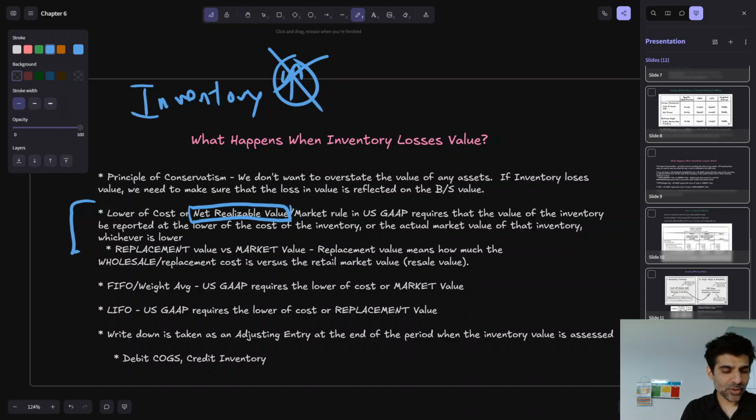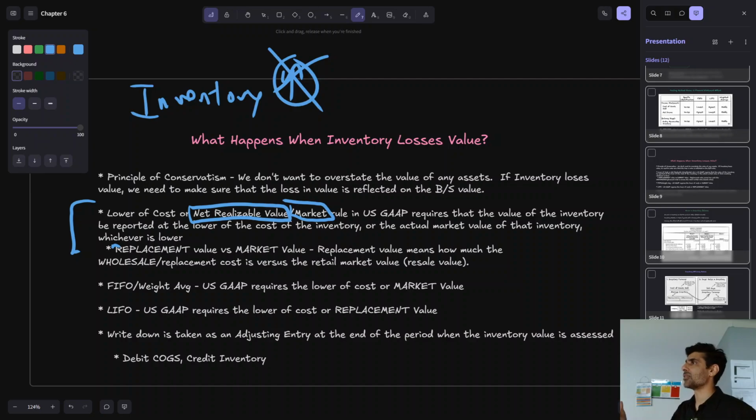Net realizable value versus market value. Okay, so market value. Let's say you have an inventory of iPhones. The market value is how much you can sell it to someone else for. The realizable or the replacement value, I guess that's the relevant term now, that's how much your wholesale price is.